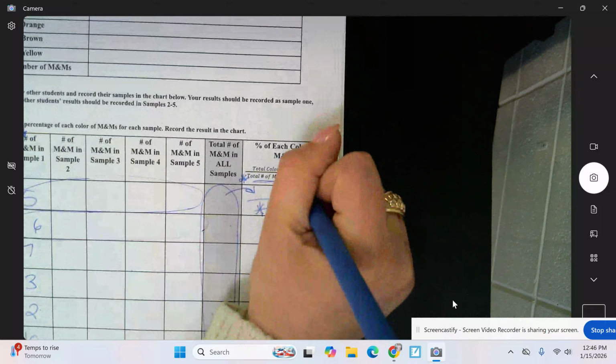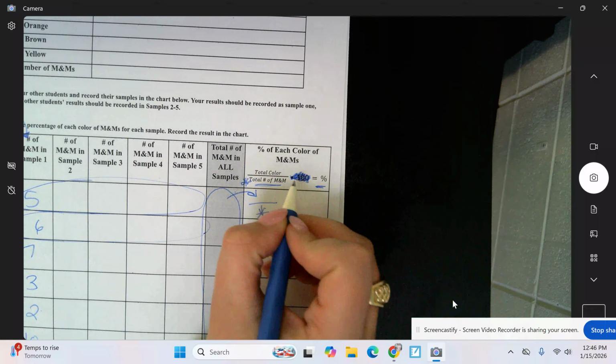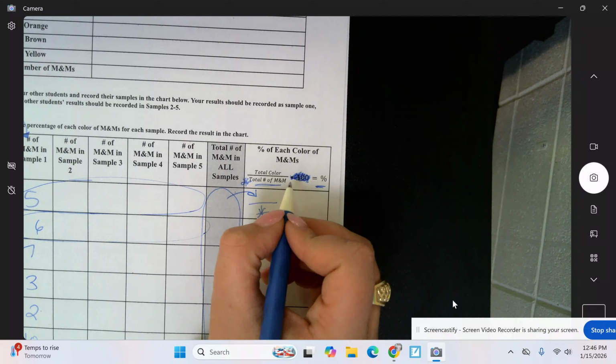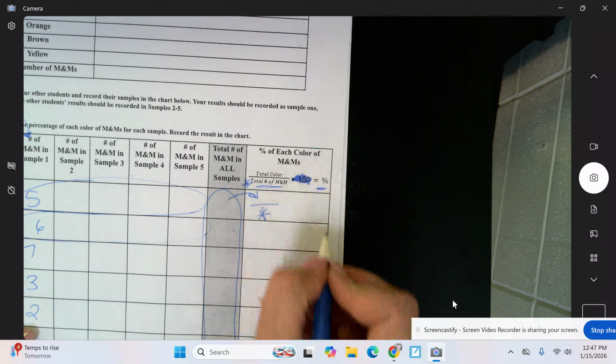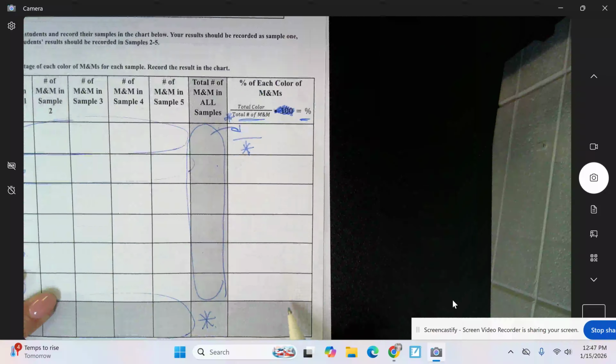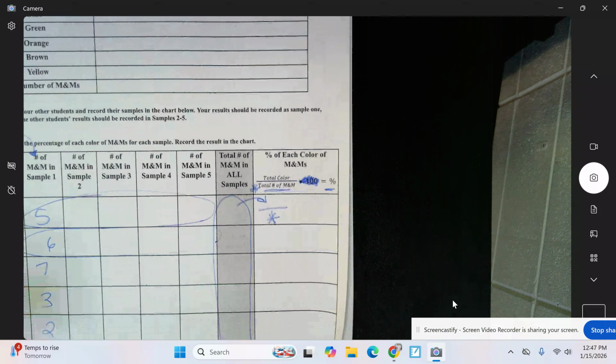I scratched out where it says times 100 because people were getting confused about that. That's how the math happens. That's how you get it. When you hit that change to percent, it's multiplying it by 100. You can just hit the change percent button, and then you're also going to write the percent. When you add your percents up, it should be really close to 100%. You're probably going to end up with a decimal also.